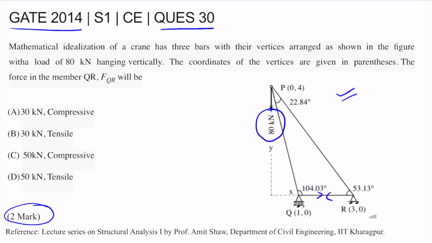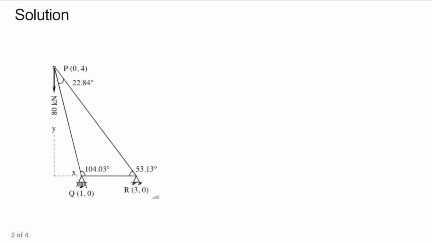Let's start with the solution of this problem. So we will use the method of joints to find the force in member QR. Okay, so first of all, let us find out the reactions due to this applied load 80 kN. So at joint Q, there will be one reaction, let's say it's VQ. At R, we will have 2 reactions. Let's call it VR, and one horizontal which is HR, since it was a hinged joint.